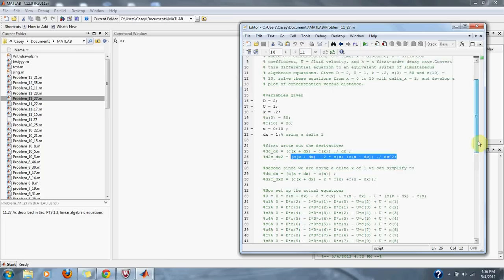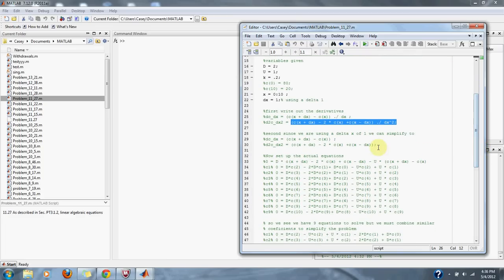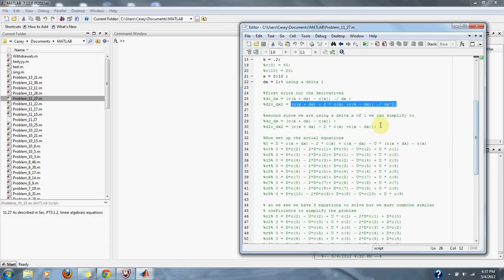The next thing we must do is to simplify. And since we're using the delta of x, our equations get simplified and we can ignore the denominators. Notice our change from here to here and our change from here to here.